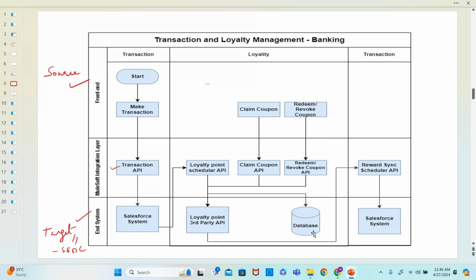Now, for example, he received the product and he wants to return that particular product.